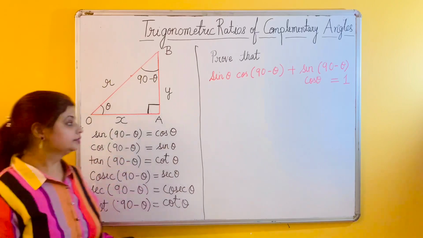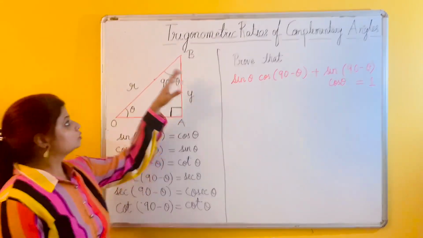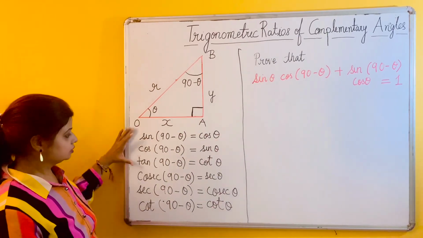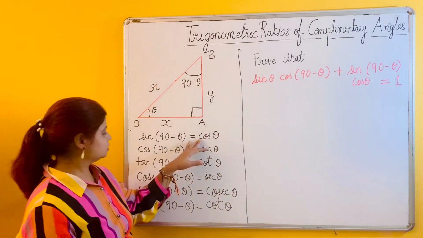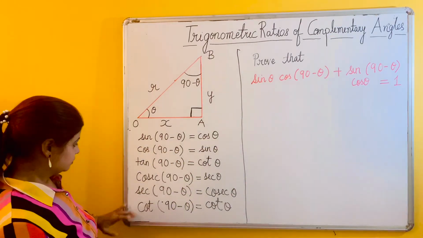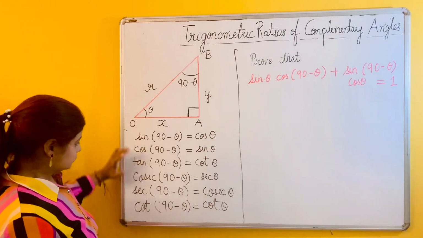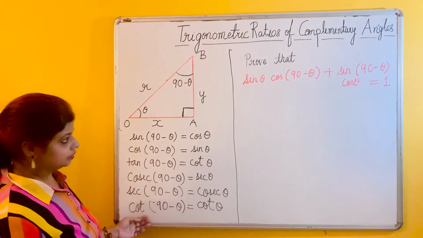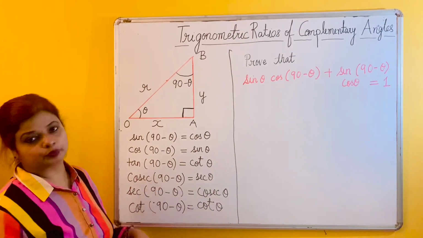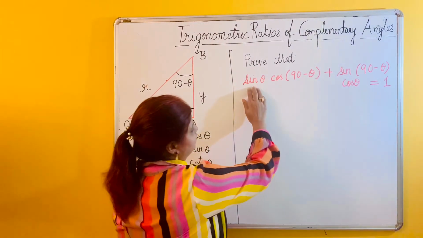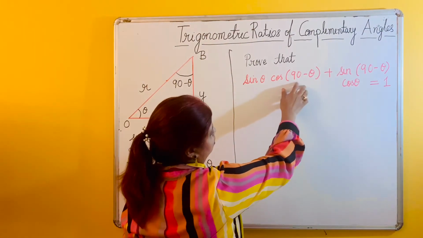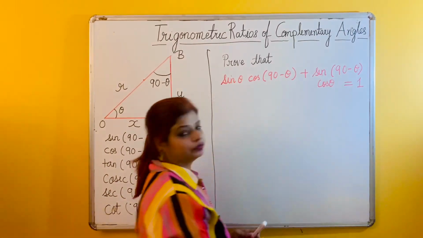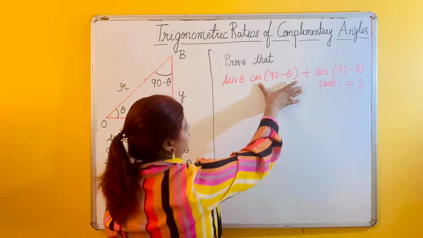So we are here with another problem, which is again based on complementary angles. Just now you learned that sin 90 minus theta is cos theta, and similarly all the trigonometric ratios of complementary angles are written here. Now based on this we'll do some problems. First is: prove that sin theta into cos 90 minus theta plus sin 90 minus theta into cos theta equals 1. We need to prove this.